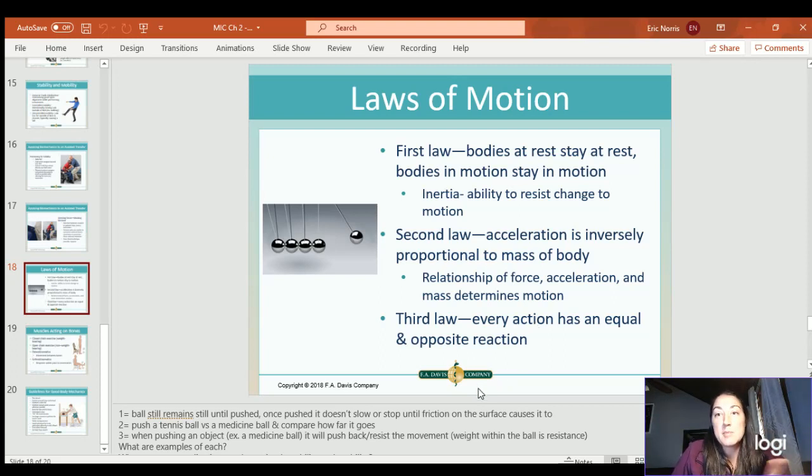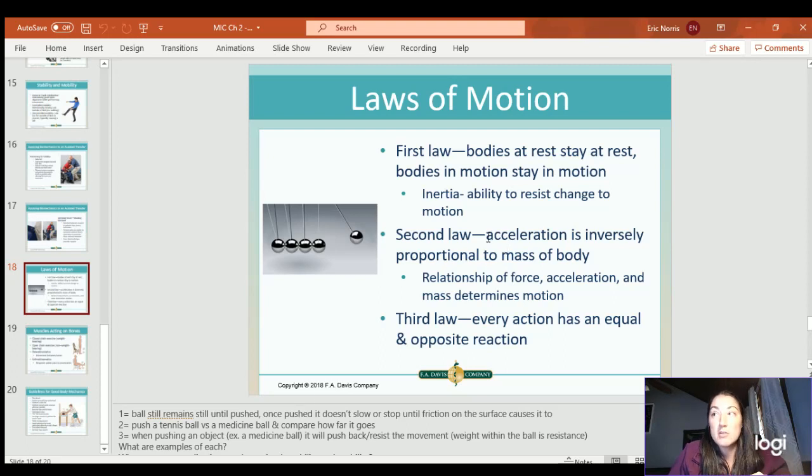So an example of the first law, let's talk about a ball here. If a ball is sitting still and no force, no wind, nothing comes along to set it in motion, then it will not be set in motion. However, once it is pushed, it's going to remain in motion until something stops it. It could just be the friction of the sidewalk or the grass or whatever it's rolling in. It could be actually an object in its way.